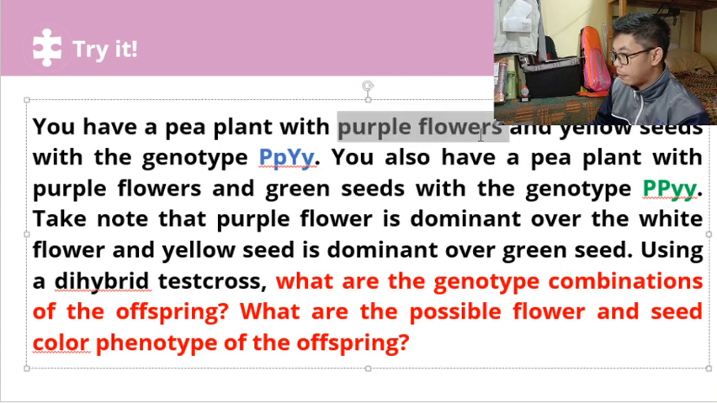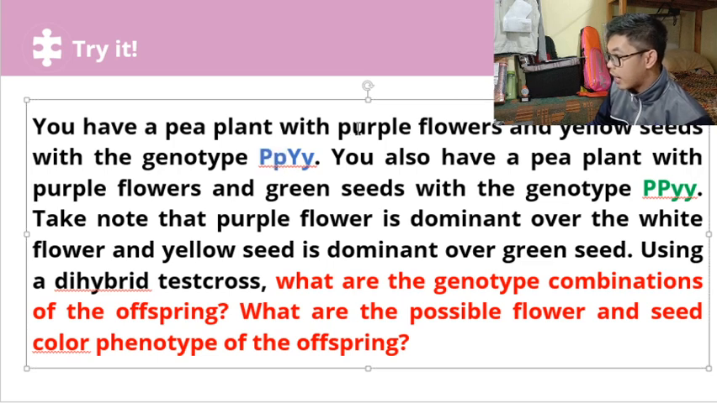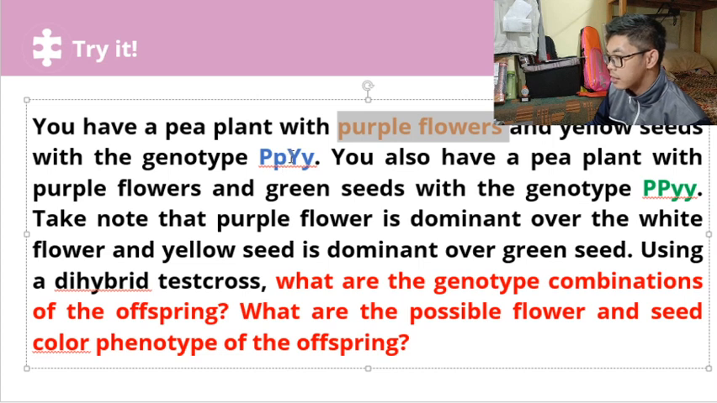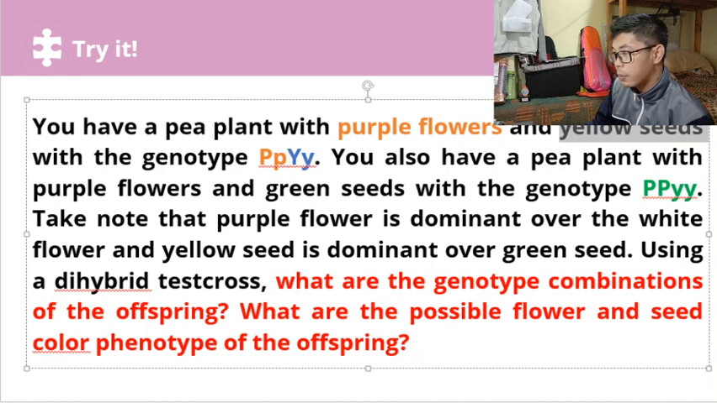Sabi kasi dito purple flower. And this letter capital P and small p will tell you that since capital P is purple and the other one is small, which is recessive, syempre ito purple. Kaya nga, sabi dito, purple flower. This one, alright, color code na lang kaya natin. This one dictates this part of the parent. Alright? This one is being dictated by this one, yellow seed. And ito namang capital Y and small y will tell you this is a yellow seed. Obviously, it's a yellow seed.